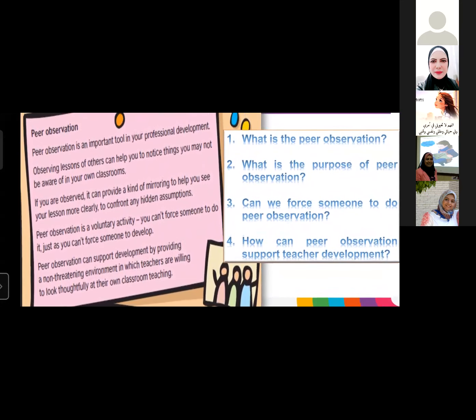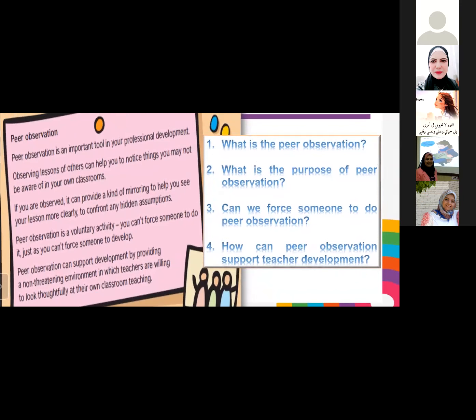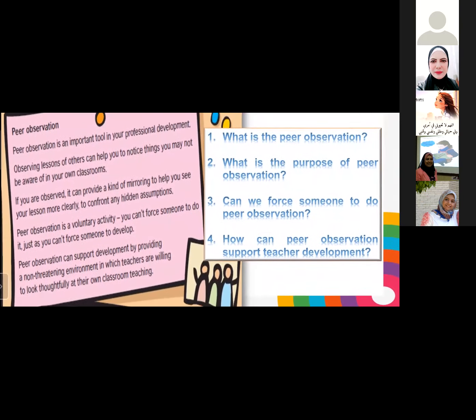So when we are observing others, we don't mean at all to observe the teacher, how he looks or how he speaks, but we mean to observe the classroom teaching: how the teacher introduces the lesson, for example, how he starts the lesson, how he finishes the lesson, how he uses the lead in, and so on. So what's peer observation? We have talked about it.